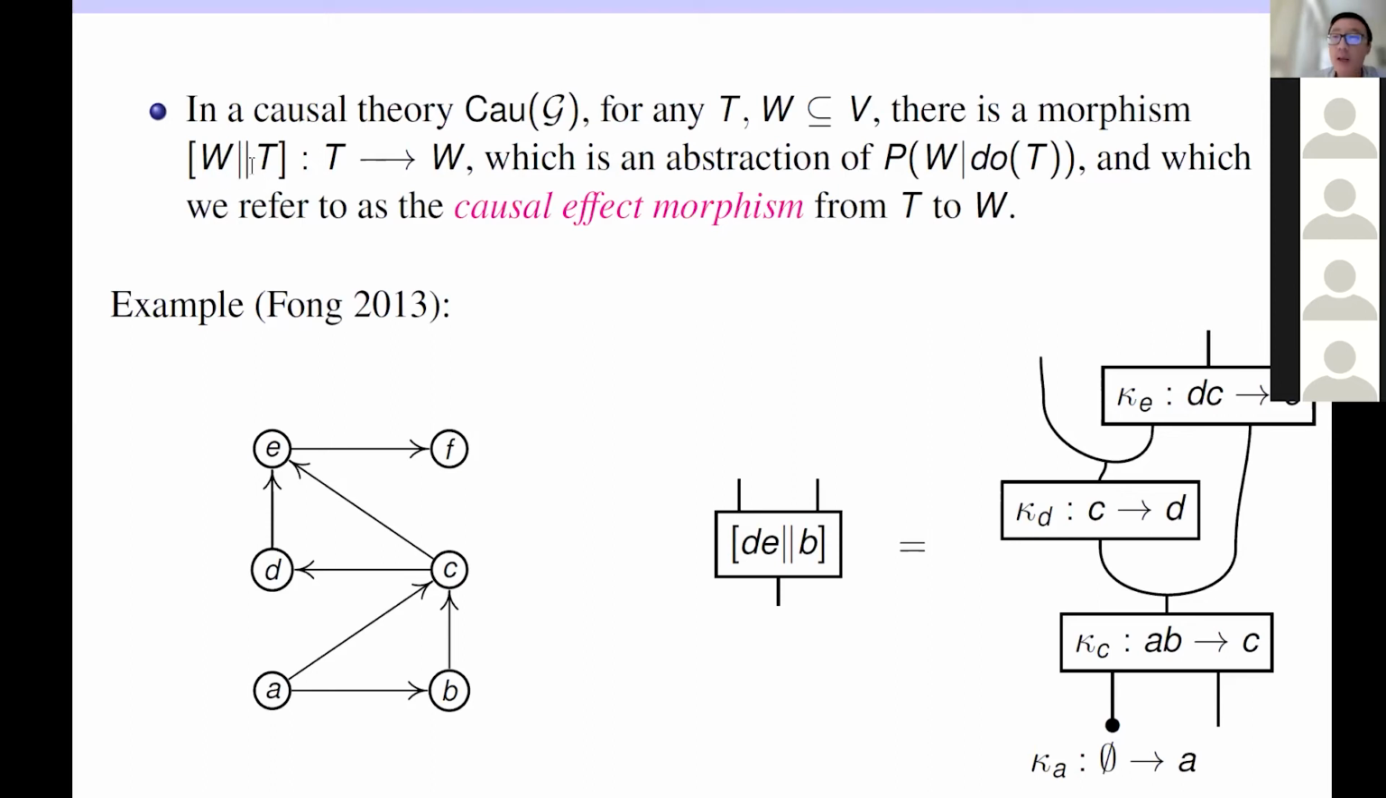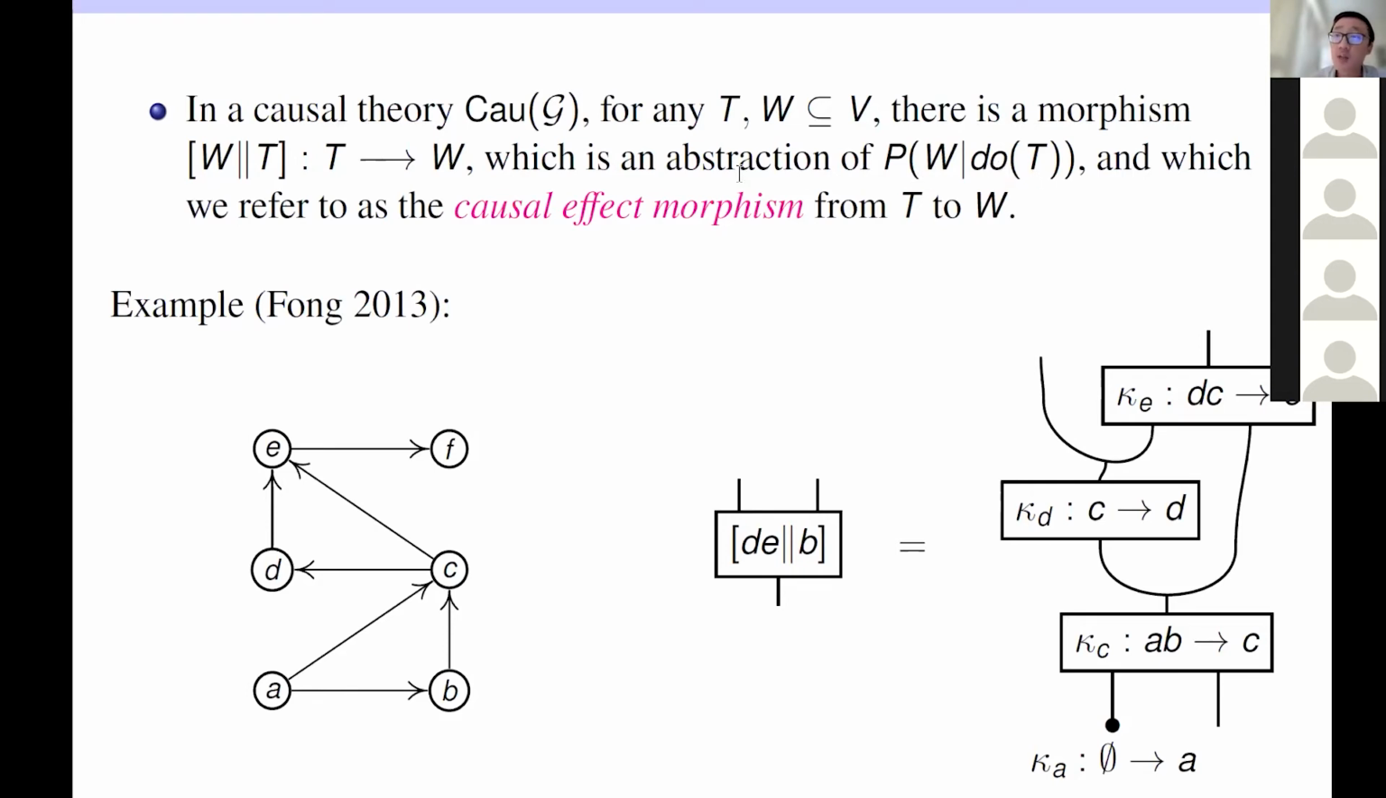This double bar is intended to remind you, for those who know Pearl's work, that this T here is intended to be an intervention on T. That's the intuitive meaning: we intervene on T, we see the effect on W. So in this framework it will be a morphism from T to W. And if you want some intuition, you can always think of this as an abstraction of the probability of W given do(T), the post-intervention probability of W given that T is intervened.